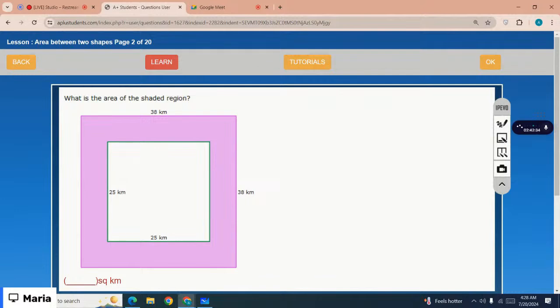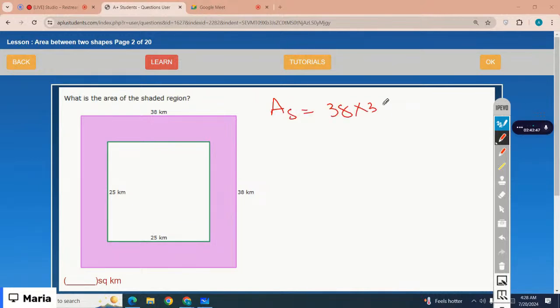What is the area of the shaded region? So calculate the area of the outer one and then calculate the area of the inner one. That is the square. So the area of the outer square is 38 times 38, and then the area of the inner square is 25, right?